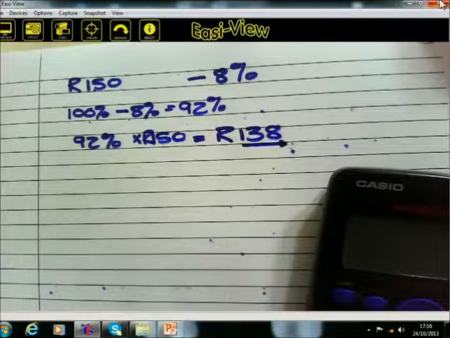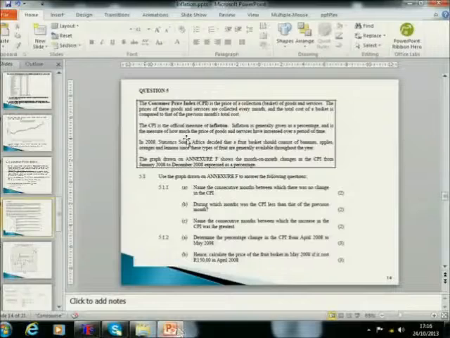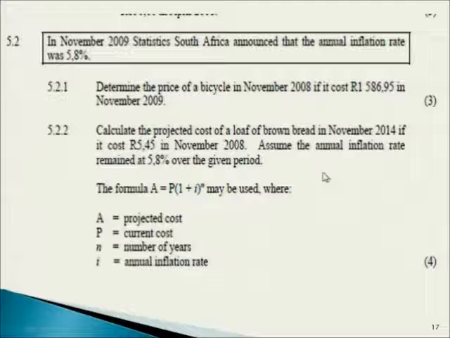The next section that I want you to do is the second part of that question as it was in the question paper. There was the graph. Right, there is the second part of that question as it appeared in the question paper of November 2010. In November 2009, Statistics South Africa announced that the annual inflation rate was 5.8%.